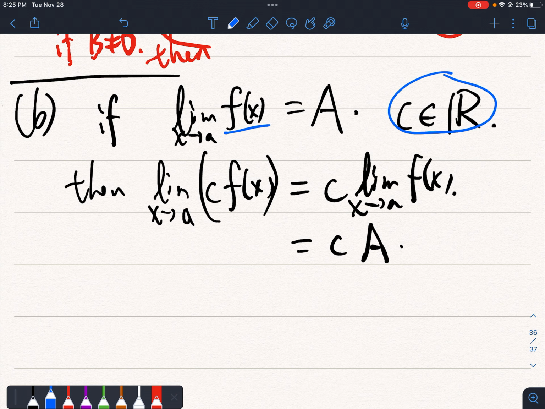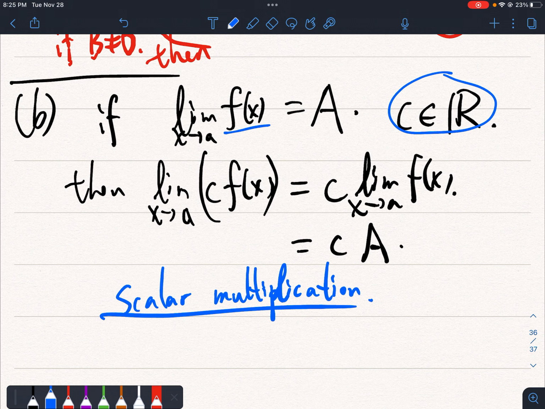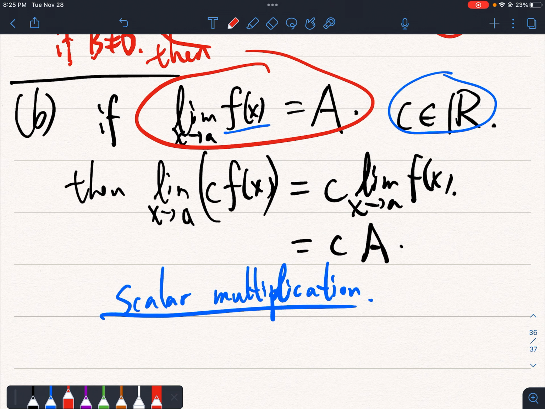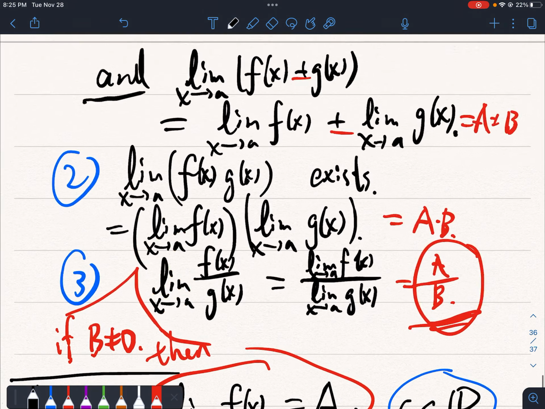If you multiply a constant to a function, we call it a scalar multiplication. So this means the limit of a scalar multiplication is the scalar multiplication of the limit. So they also commute in some sense, right? If you consider the scalar multiplication and then the limit, it's the same as first considering the limit and then the scalar multiplication. But you also have to be sure that you have this condition. A priori, this limit must exist. Okay?